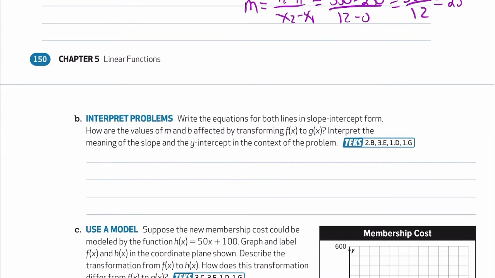Write the equation for both lines in slope-intercept form. How are the values of m and b related? How are the values of m and b affected by transforming f of x to g of x? Interpret the meaning of the slope and the y-intercept in the context of the problem. Okay, so we will go a little bit deeper.